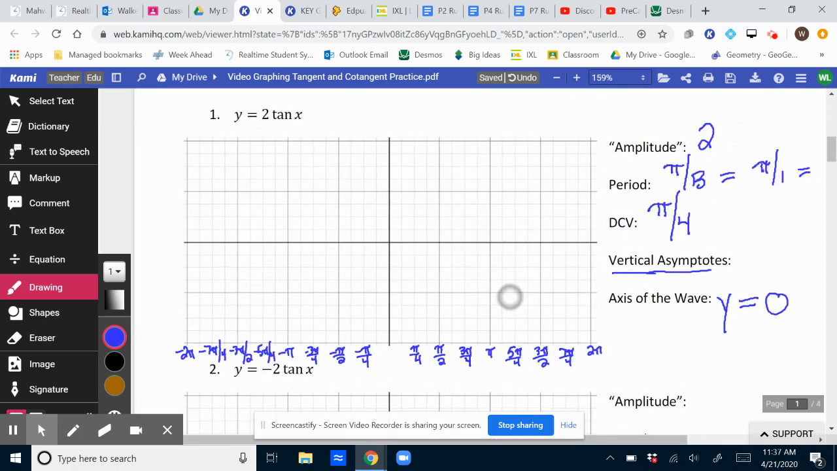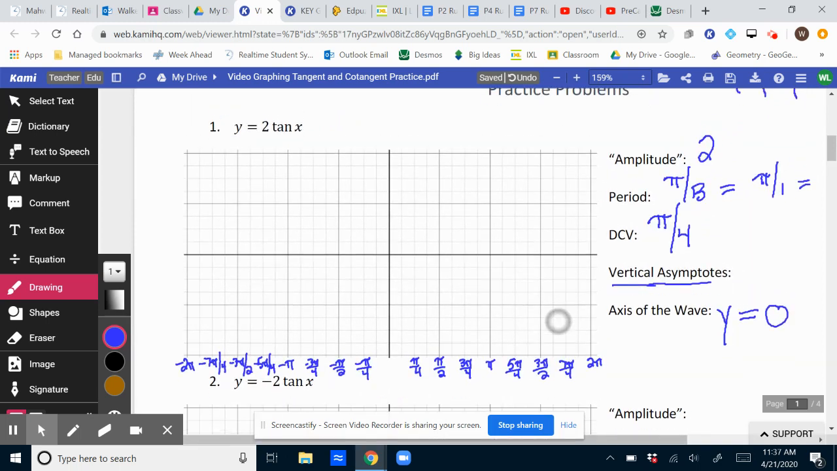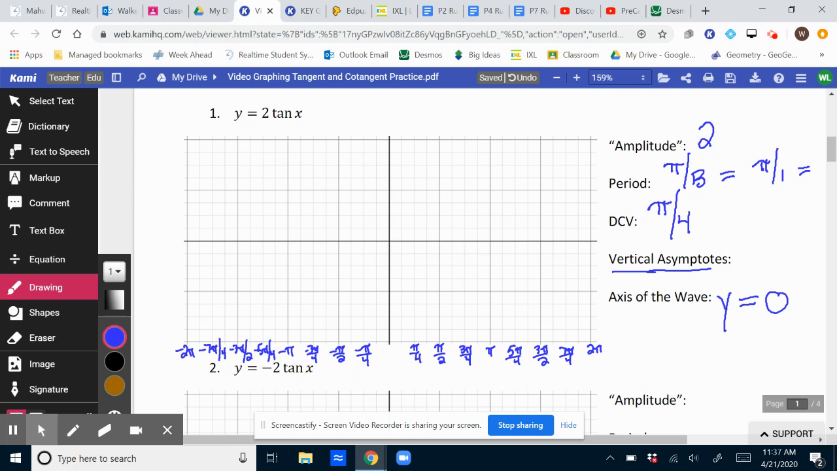So first, graphing tangent, okay? At 0, your starting point, kind of like sine, is on the axis of the wave. It's on the midline. So I have a point here at 0, 0. Okay, that's the first thing. Now, to the right and to the left, you need to create 1 point each. So basically on each dCV. So at pi over 4, I should have a point, and at negative pi over 4. In each direction, from that midline, you have to go up or down by A.